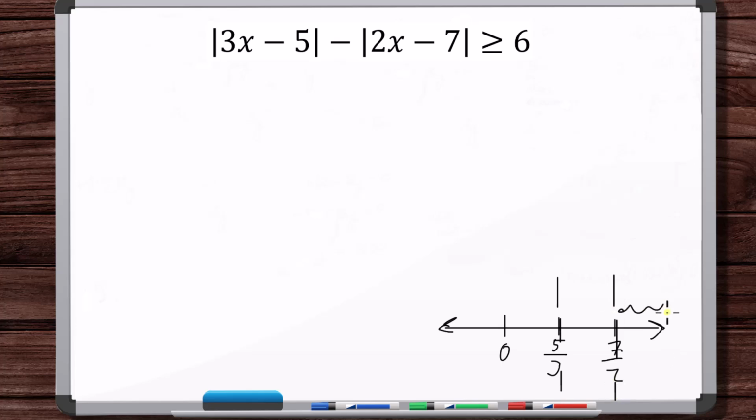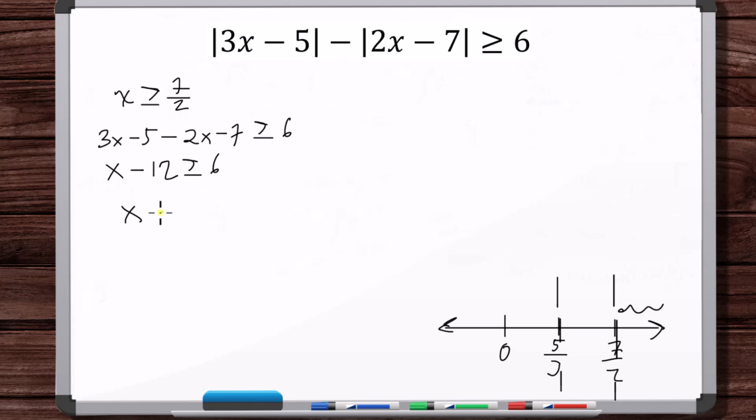Let's start with x is greater than or equal to 7 halves. In that case, this is going to be positive or 0. This is going to be positive, so we just remove the absolute values and solve the inequality. So 3x minus 2x is x. Minus 5 minus 7 is minus 12. Adding 12 to both sides, we get x is greater than or equal to 18.